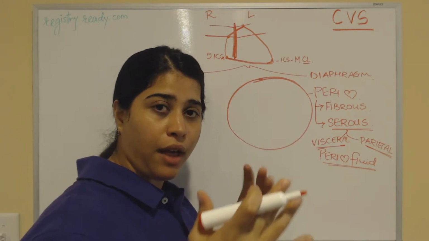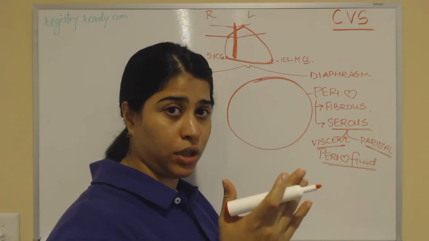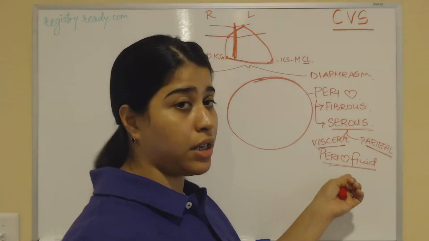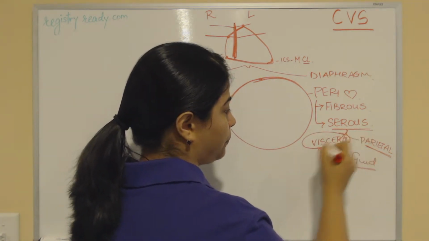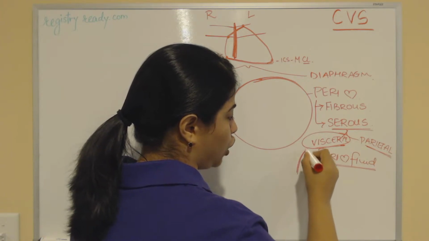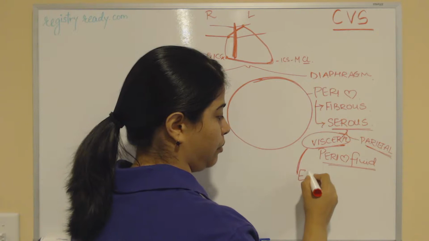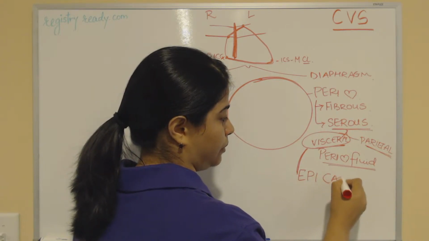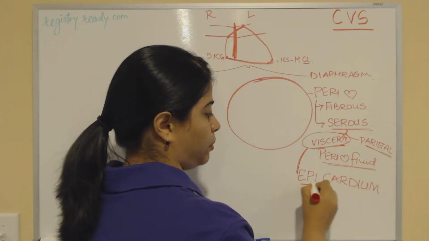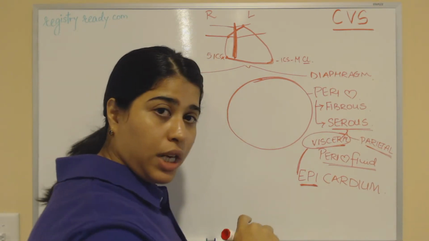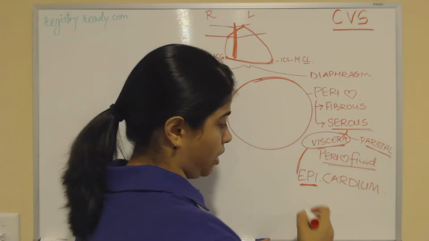So between the bag and the heart, if the fluid would not be present, then there would be a certain amount of friction. To avoid that friction, we have pericardial fluid. Now this visceral pericardium is very closely attached to the heart, which is why it has the other name, epicardium. Epi means the most outer layer. The most outer layer of the heart is the epicardium, which is basically the visceral pericardium.